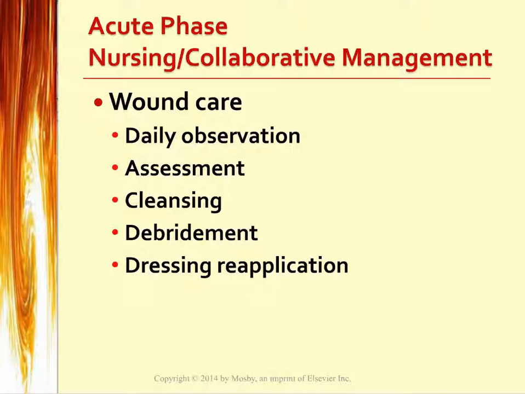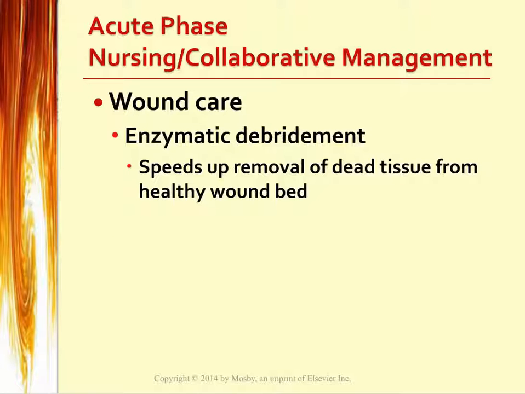Non-surgical debridement, dressing changes, topical antimicrobial therapy, graft care, and donor site care are performed as often as necessary, depending on the topical cream or dressing ordered. Enzymatic debriders made of natural ingredients such as collagen may be used for enzymatic debridement of burn wounds, which speeds up the removal of dead tissue from the healthy wound bed.